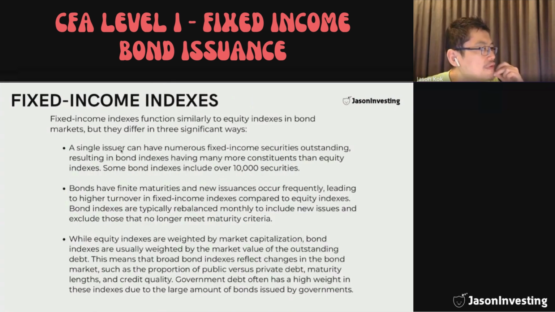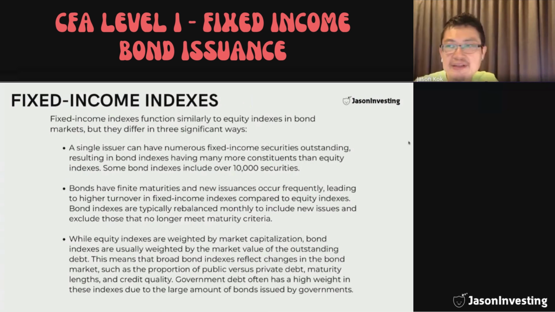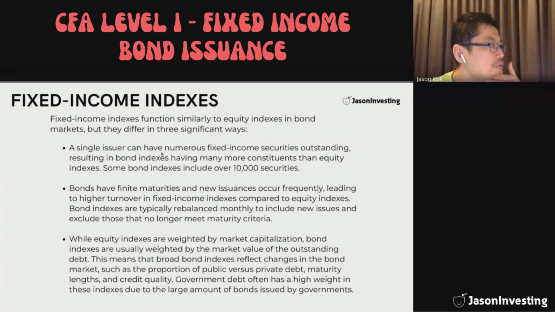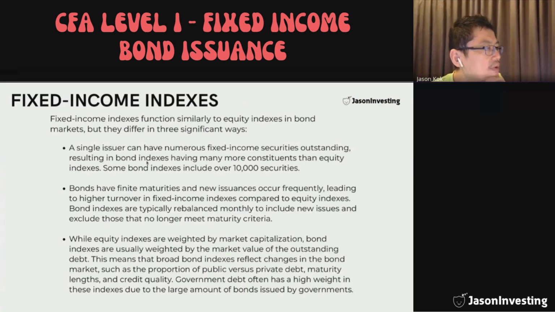Okay, we move on to fixed income indexes. Fixed income indexes function similarly to equity indexes in bond markets, but they differ in three significant ways. The issuer can have numerous fixed income securities outstanding, resulting in bond indexes having many more constituents than equity indexes. Some bond indexes include over 10,000 securities.